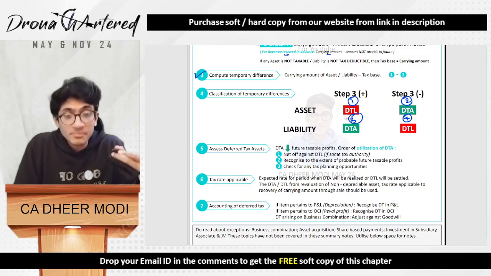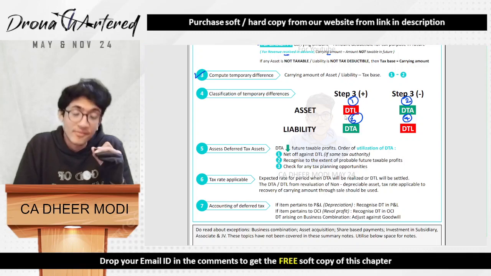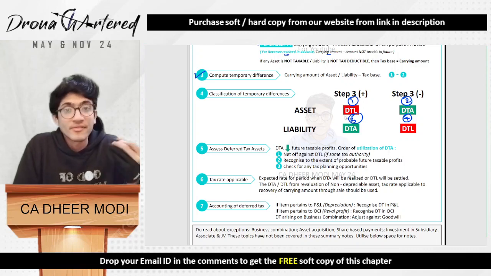So for liability, if your step 3 is positive, it is a deferred tax asset. And if it is negative, it is a deferred tax liability.